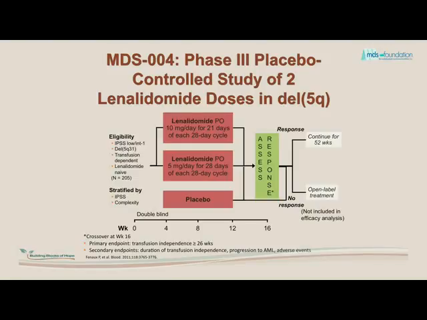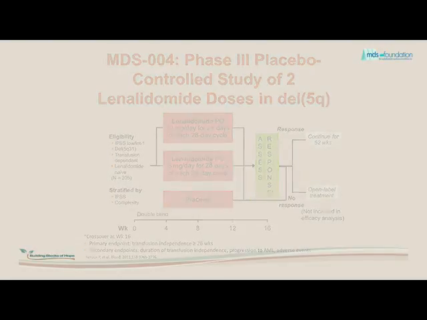Patients received blinded treatment, meaning neither the investigator nor the patient knew what treatment they were receiving for the initial 16 weeks. For patients who responded to treatment, they remained on treatment for up to 1 year. For patients who did not respond in the placebo arm, they could receive treatment with lenalidomide. The primary endpoint of the trial was transfusion independence for greater than 6 months.